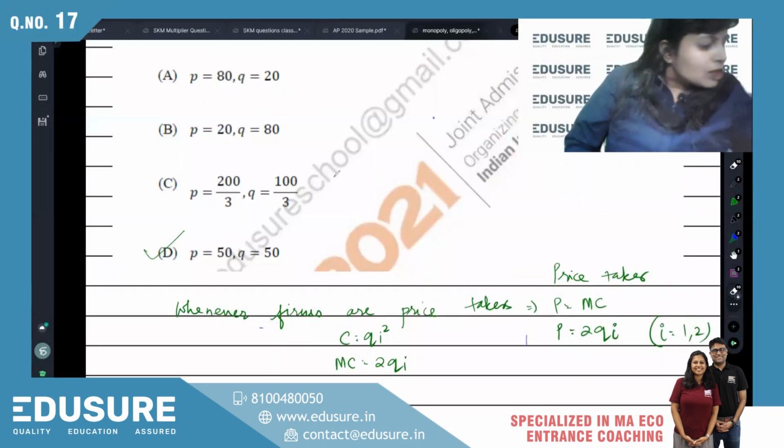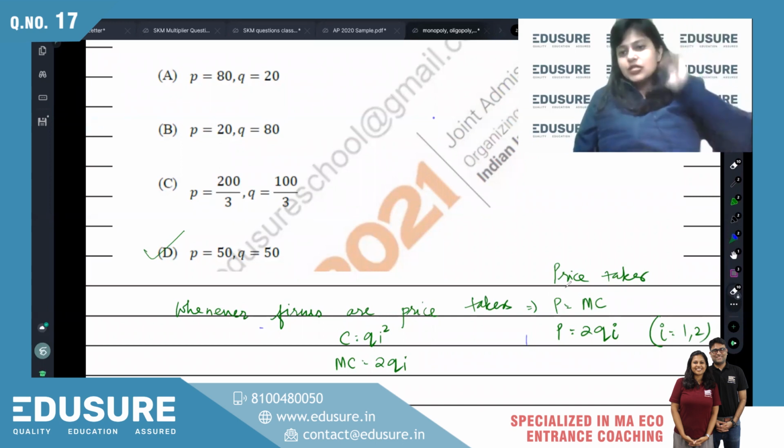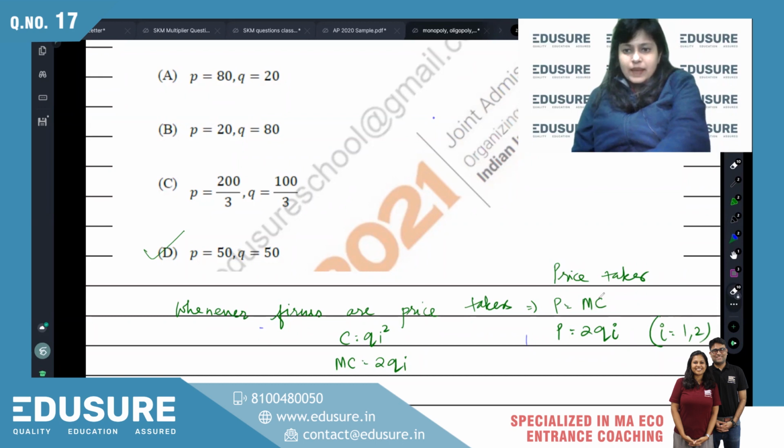Okay. So for this question, firstly, the firm is going to be a price taker. So price is going to be equal to MC and cost is Qi square. So marginal cost is 2Qi. So price is equal to 2Qi because price is equal to MC and i belongs to 1 and 2.